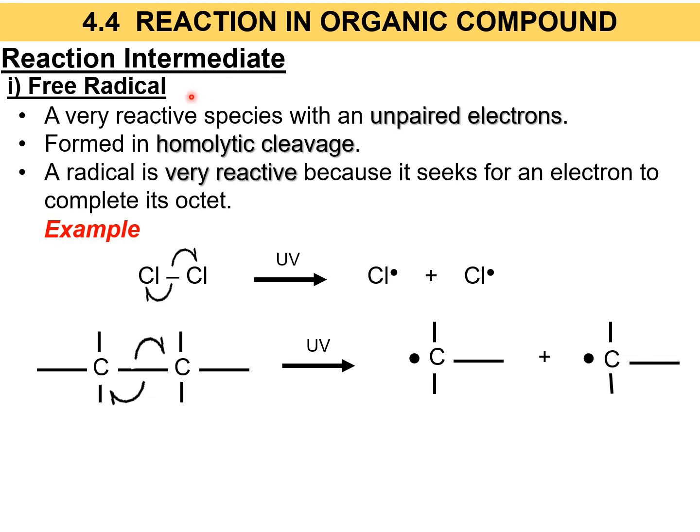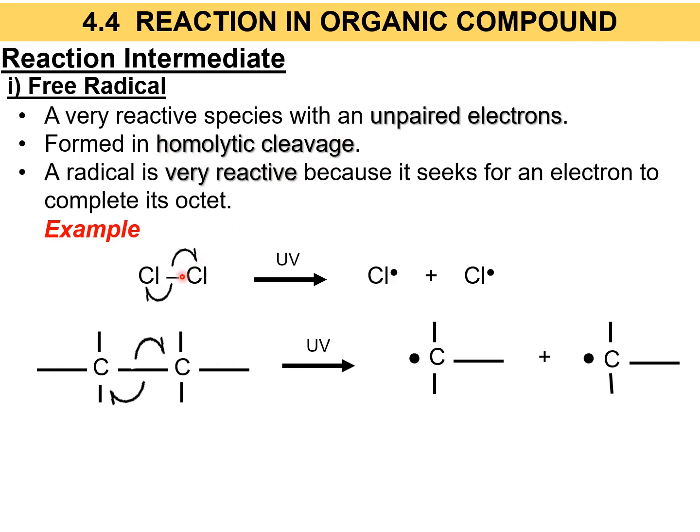Okay, so let's learn more about free radical reaction intermediate. Okay, free radical ni is a very reactive species with an unpaired electrons. Macam mana dia dapat unpaired electrons macam ni? It is because dia terhasil daripada homolytic cleavage.